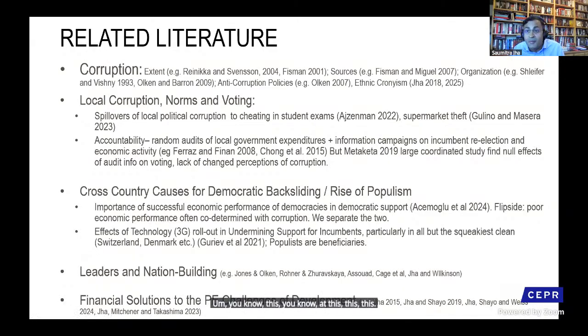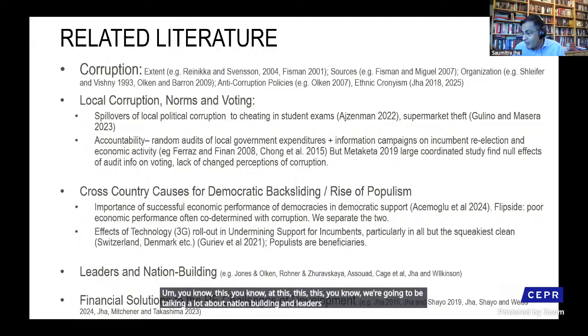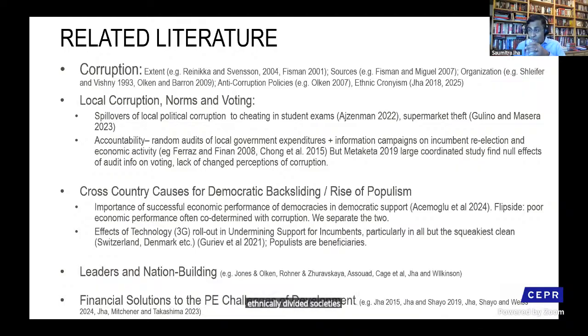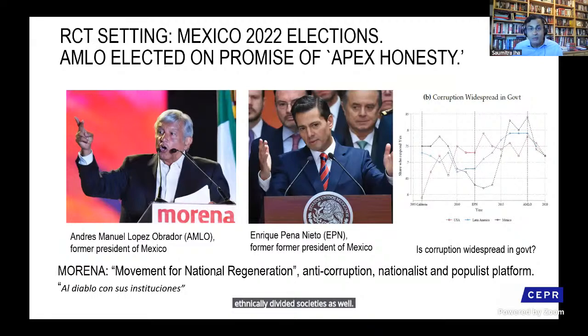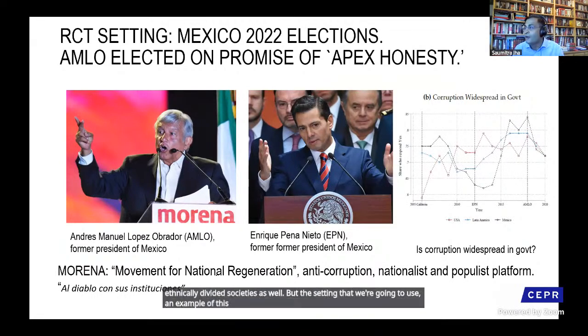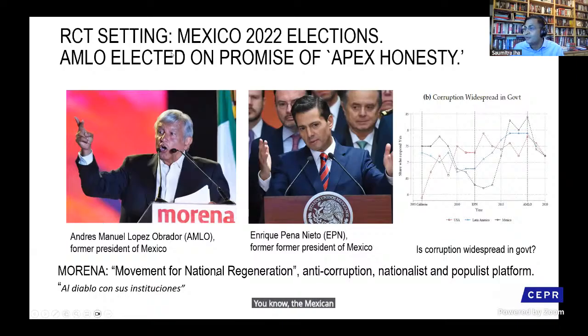Now, we're going to be talking a lot about nation building and leaders, which I've explored in other work, but I'm also going to tie this to the work I've been doing on financial solutions to these challenges of development in ethnically divided societies. The setting we're going to use as an example is Mexico, which I think is a fascinating country for many reasons. One particular thing that's important to think about today is the Mexican 2022 elections, which were really an election about corruption.